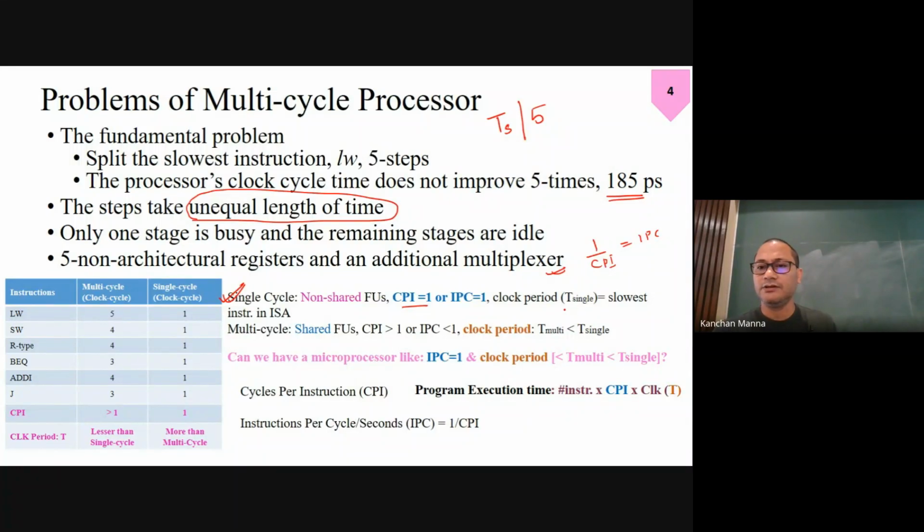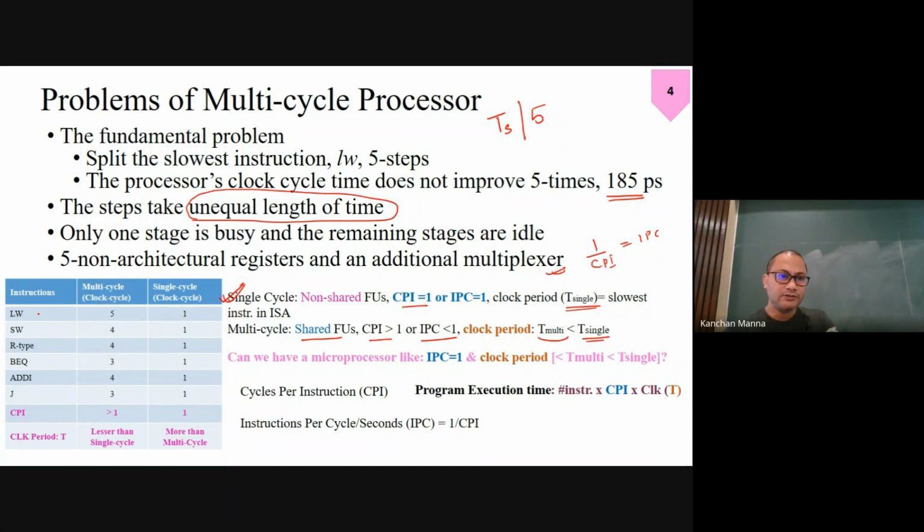And the clock period is, let's say, T single. Now in the multi-cycle one, the FUs are shared. Here CPI is more than 1 and IPC is less than 1. In the earlier example, the average CPI is 4 point something. And here the clock period is lesser than the single-cycle one.